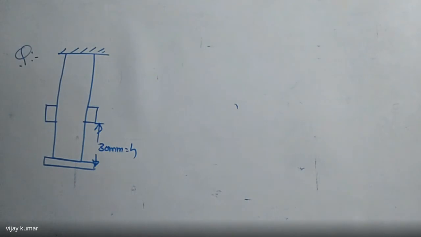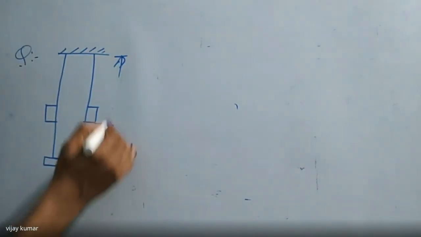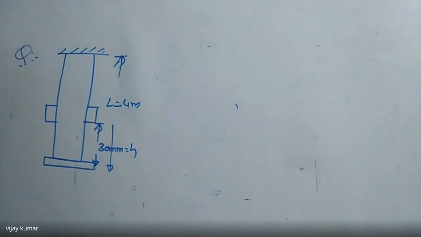It falls a distance of 30 mm onto a rigid collar attached to the lower end of a vertical bar, 4 meters long. So the bar has a length of 4 meters. Here I am writing the length is equal to 4 meters. The area of cross section is given as 1000 mm square. The maximum instantaneous extension is found to be 3.66 mm, that is delta L.